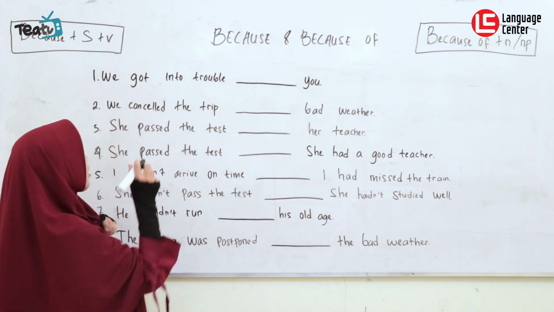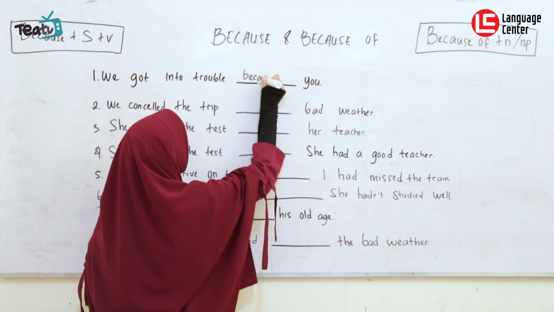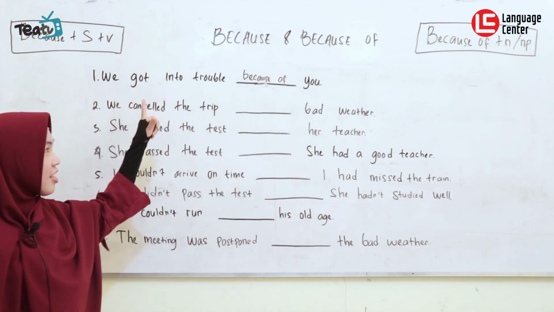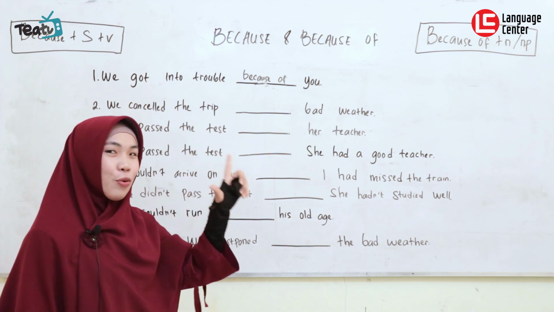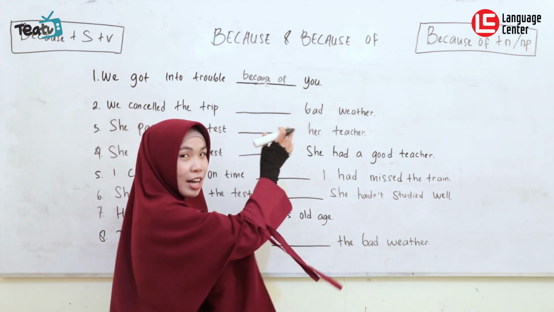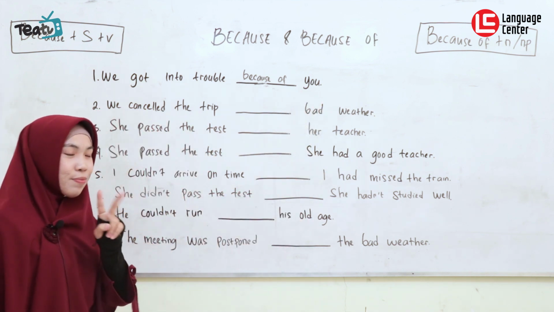So the answer will be this one. We got into trouble because of you. Why? Because you is a noun in the sentence. Okay, we move to the second question.